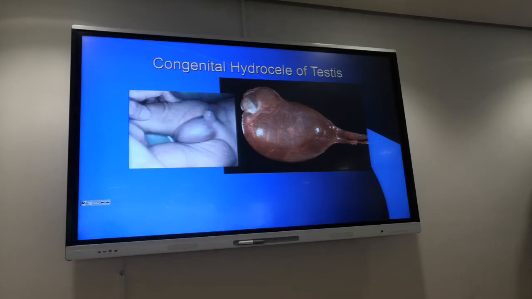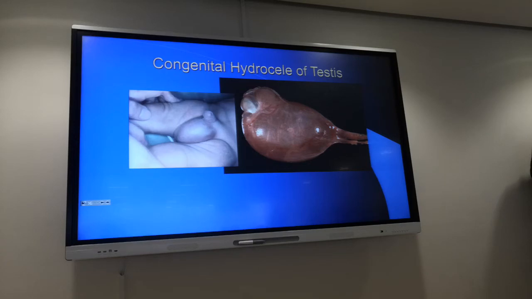Once they go through the inguinal canal and are situated in the scrotum, this relationship with the peritoneal cavity is going to be obliterated. If it does not become obliterated and there is still a very tight communication between the peritoneal cavity and the tunica vaginalis, that allows fluid from the peritoneal cavity to end up in the two layers around the testis. That's what you call a patent processus vaginalis. That's the cause of this congenital hydrocele.